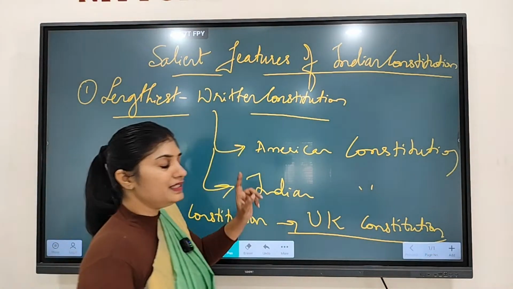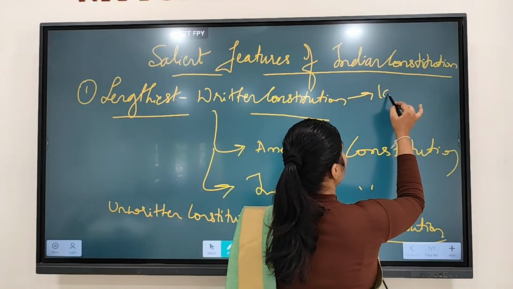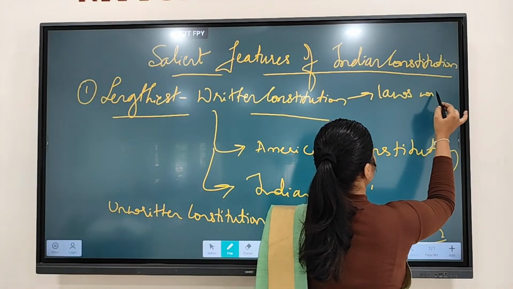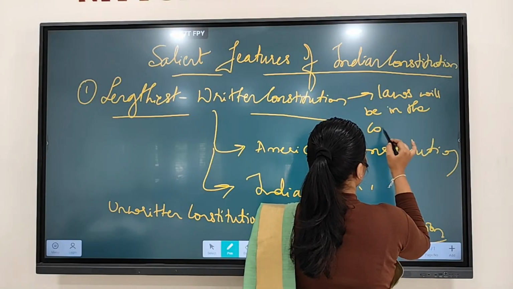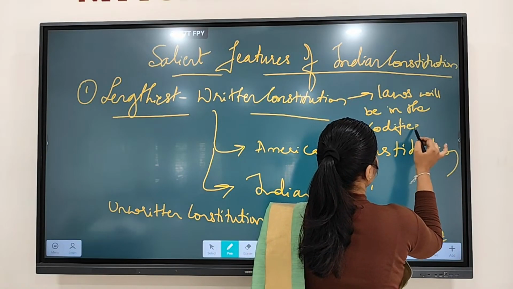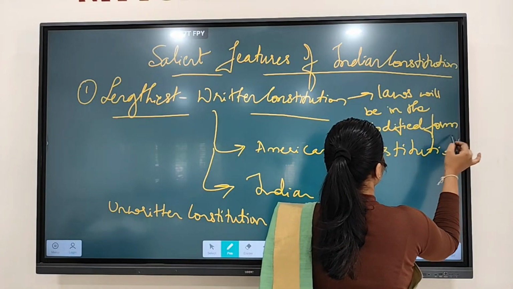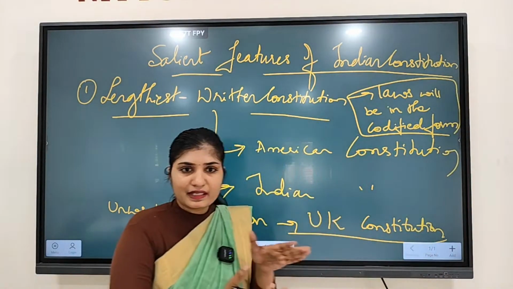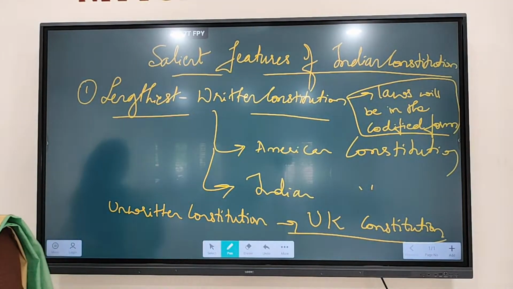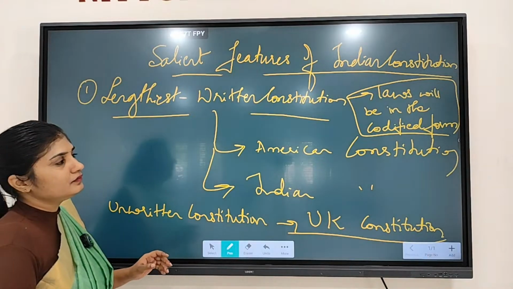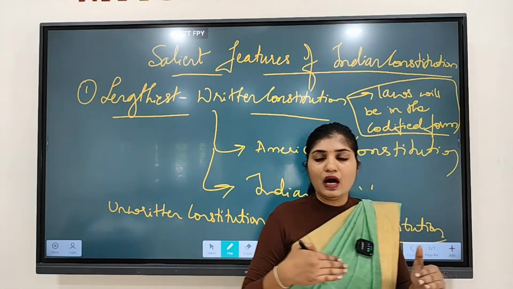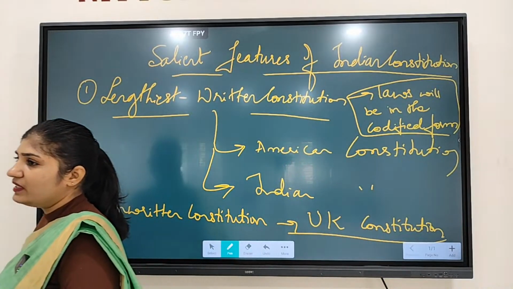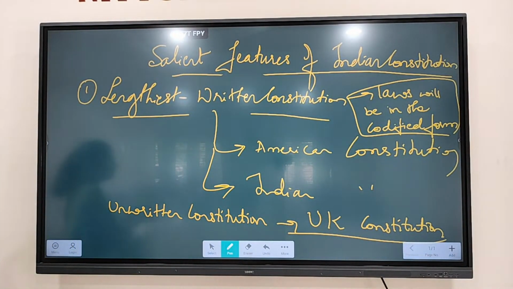Written constitution means the laws will be in codified form. It means it will be written in a book. All the laws are written in one book. That is called laws are in codified form.